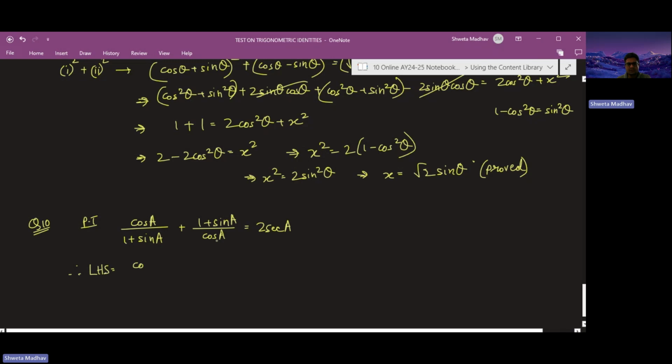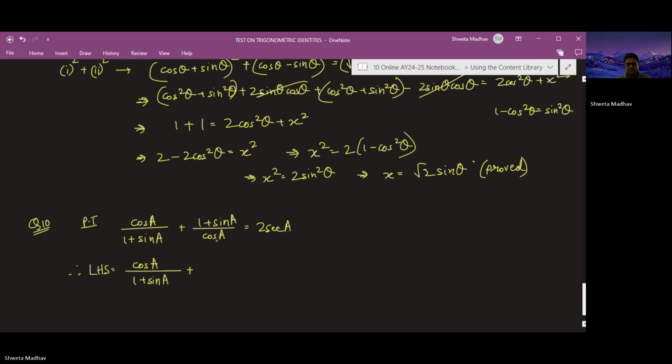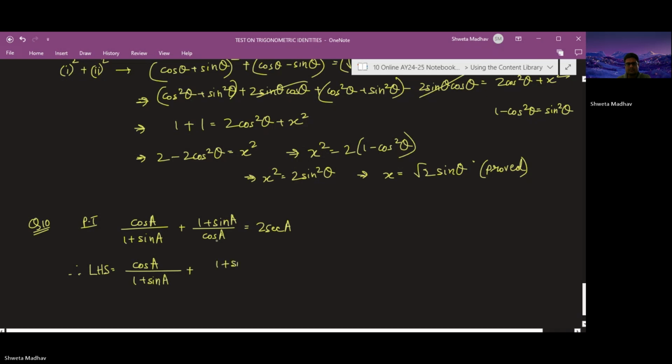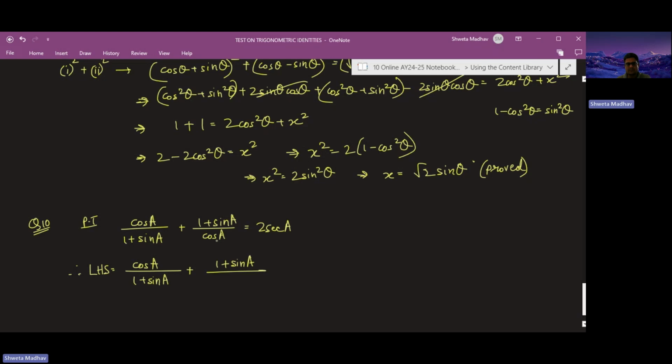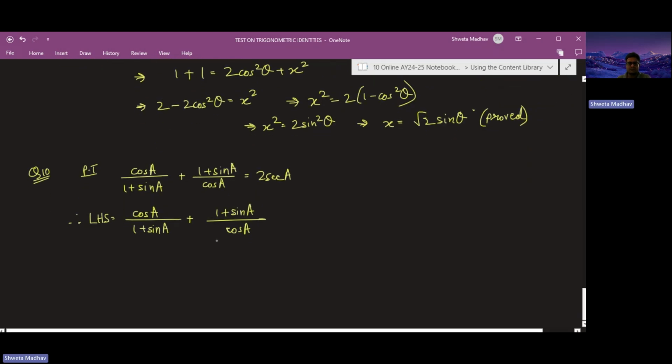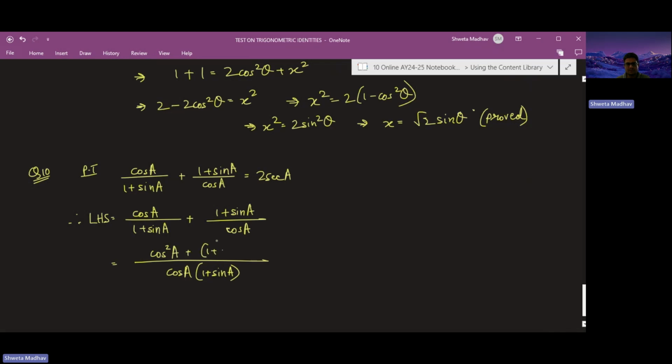So the left hand side is cos A by 1 plus sin A plus 1 plus sin A by cos A. Then we have to take the LCM of the denominators. The LCM of the denominator is cos A into 1 plus sin A. And in the numerator, we will have cos A into cos A, that is cos square A, plus 1 plus sin A whole square.